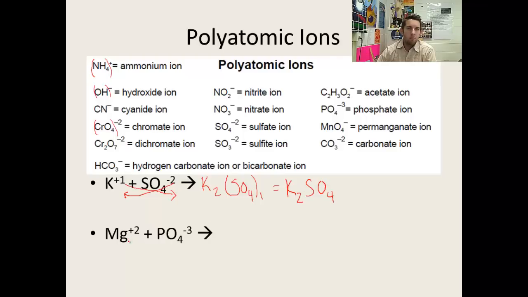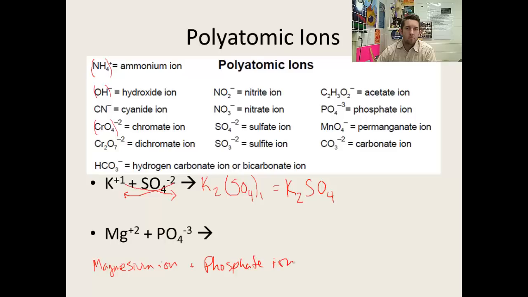Let's try this. We have a magnesium ion, and we have a phosphate ion. How do we add those together? Well, that crossing over method. We're going to have 2 of the PO4s. We're going to have 3 of the magnesiums. Magnesium 3, PO4 2, and what do we have? Cross out ion. We have magnesium phosphate.